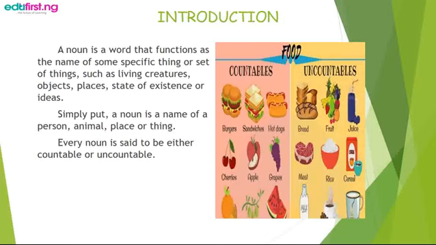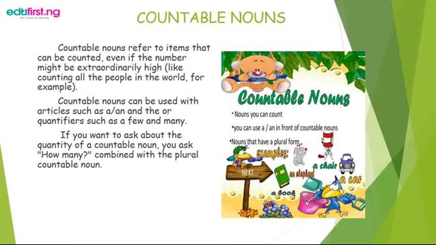Introduction. A noun is a word that functions as a name of some specific thing or set of things, such as living creatures, objects, places, state of existence, or ideas. Simply put, we can say that a noun is a name of a person, animal, place, or thing. Every noun is said to be either countable or uncountable. Now let's see what countable noun is all about.